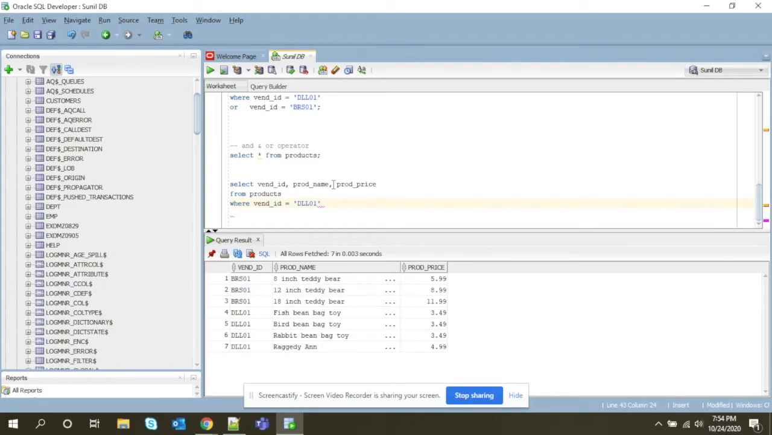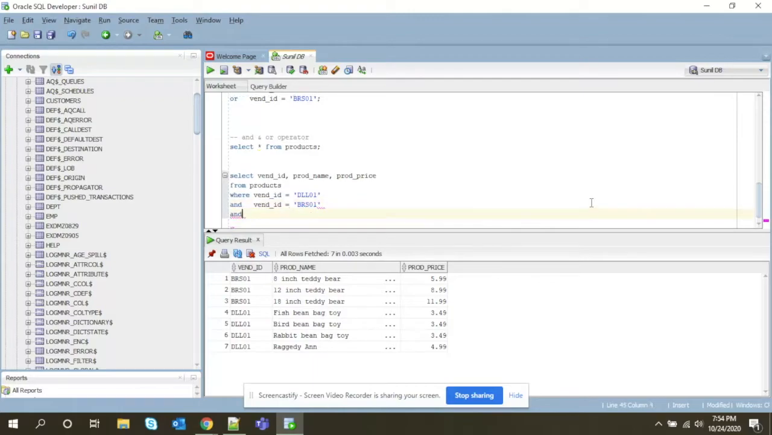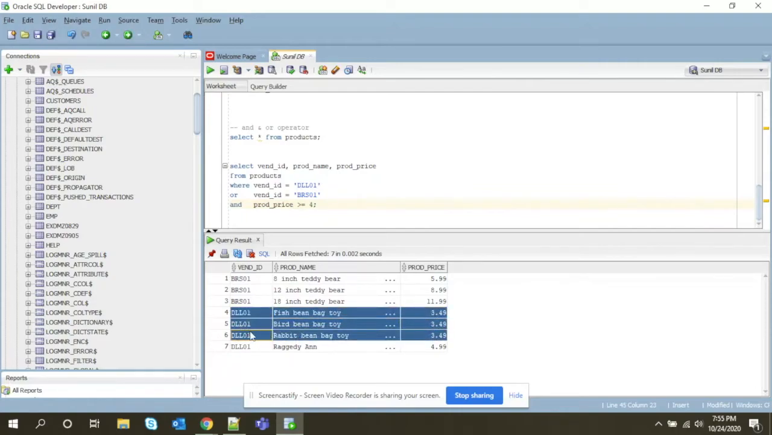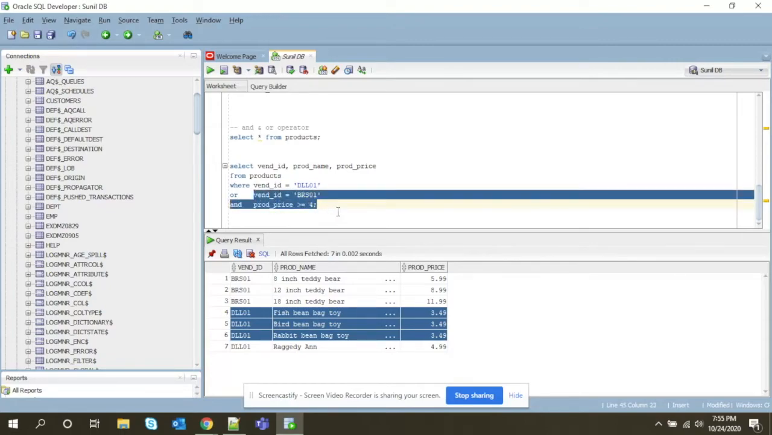I'll go ahead and do one more example on this just to clarify. So again, let's say we do and vendor ID is BRS01 or vendor ID is BRS01 and prod price is greater than or equal to 4, semicolon. If I run this, then as you can see, there's a bunch of DLL01 records here that have 3.49. Again, it's because the way that SQL is reading this is that it's product price is greater than or equal to 4 and vendor ID is BRS01.